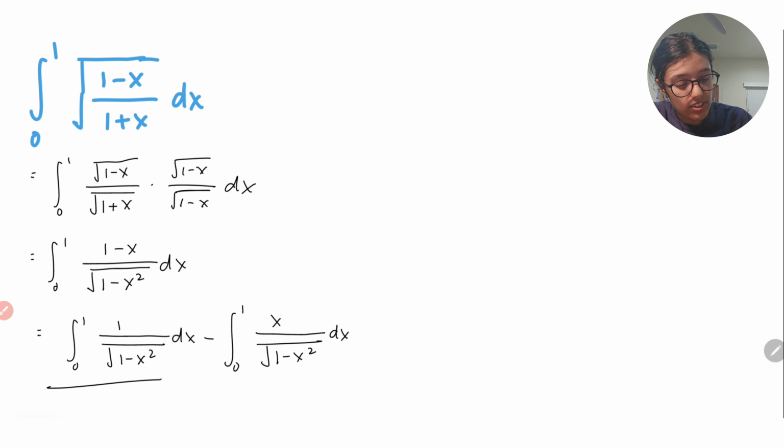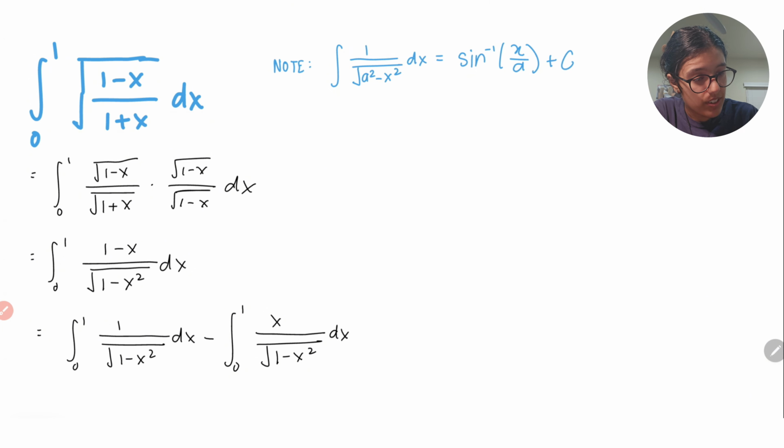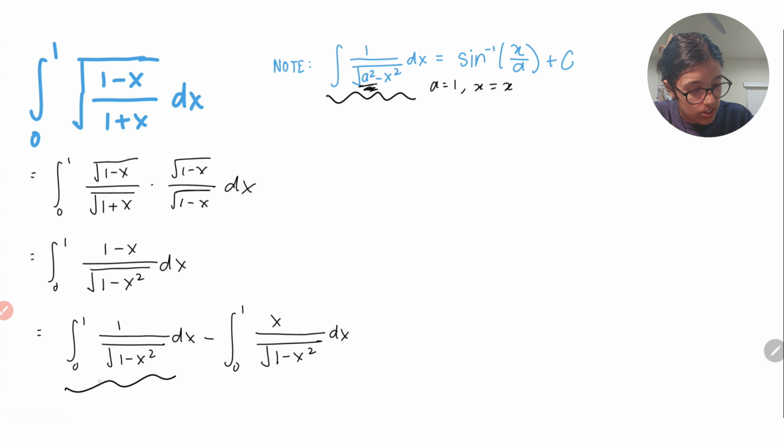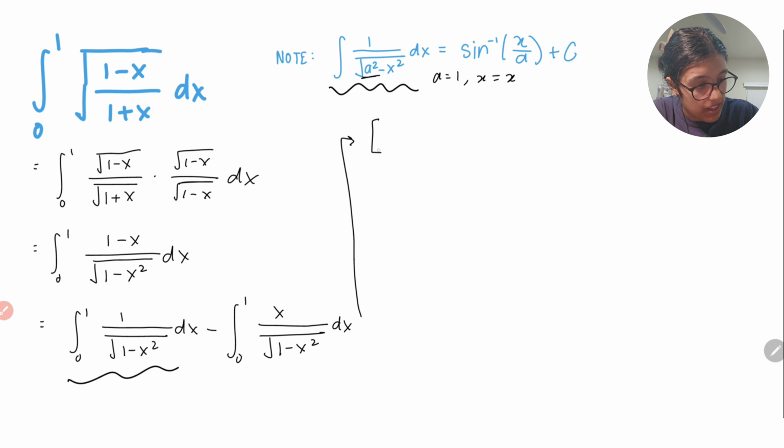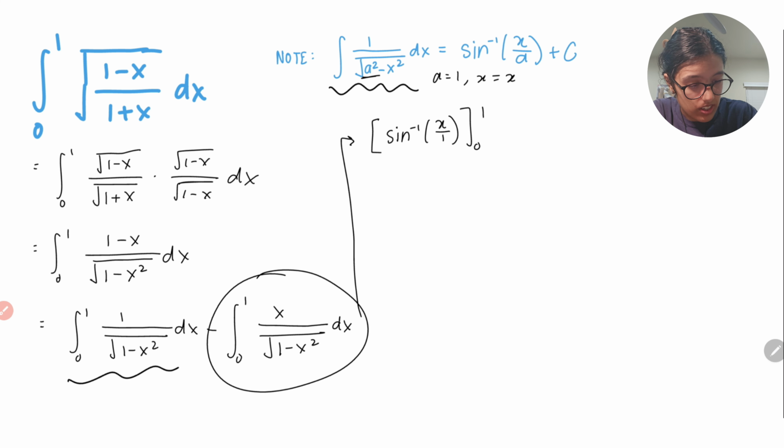I'm going to solve this integral first, and lucky for us, we have some special integrals that I discussed in an earlier video. If you haven't watched that, I'll link it in one of the corners on your screen. Using those formulas, we're going to be using this specific expression right over here. We see that this integral looks a lot like this integral over here, and in that case, a is going to be equal to 1 and x is just x, because a is always the constant. This integral is going to become, remembering those bounds from 0 to 1, sine inverse of x over 1, from 0 to 1, and I'm going to leave the other integral as it is.